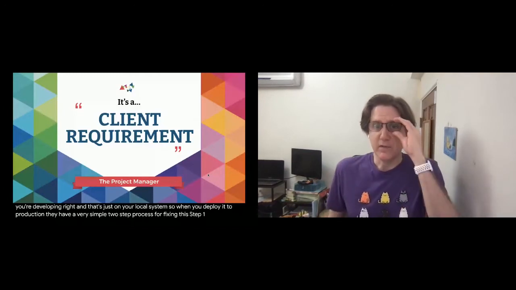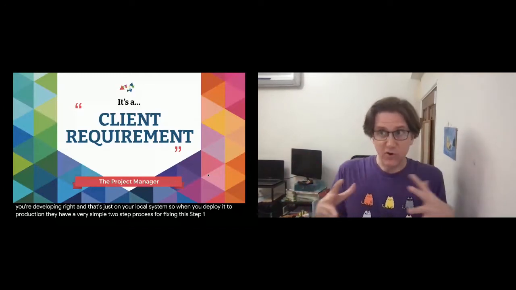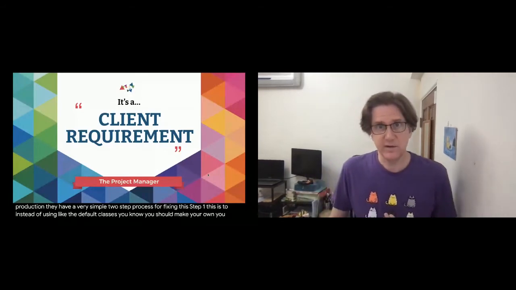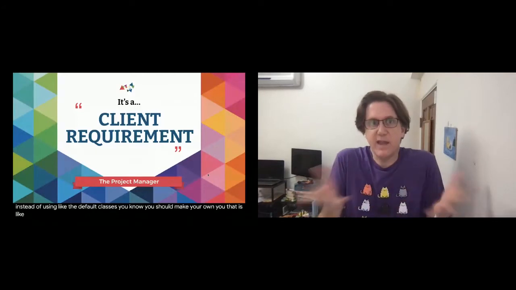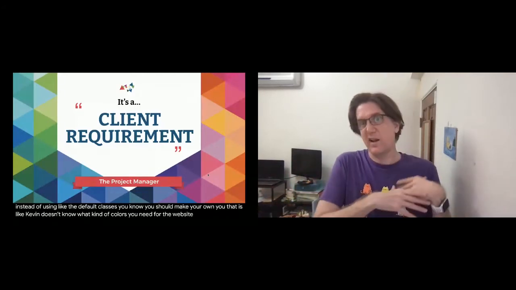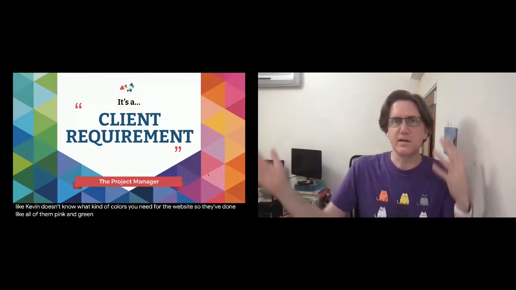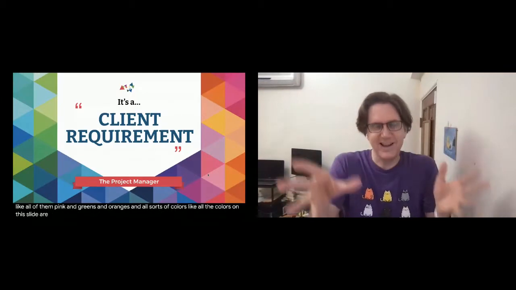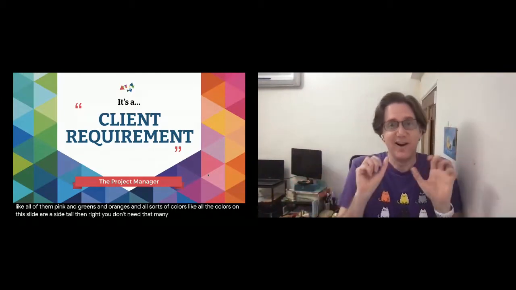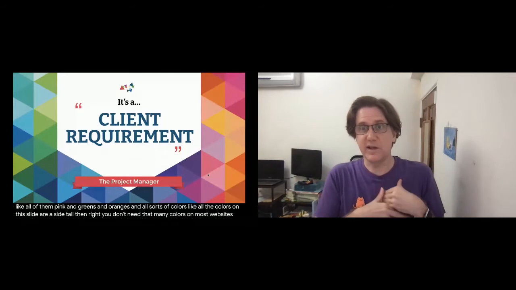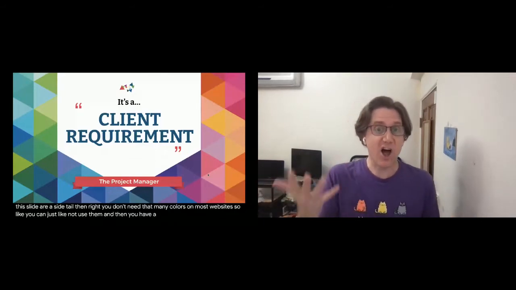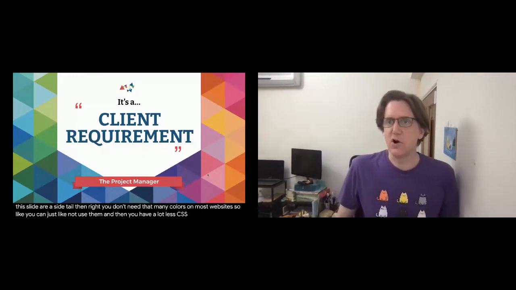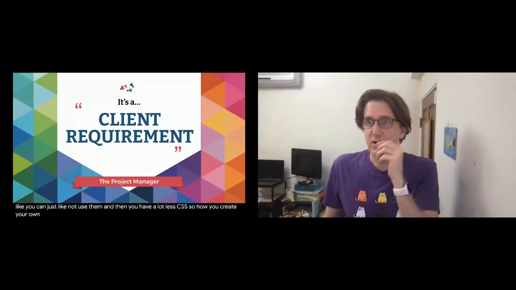Step 1 is, instead of using the default classes, you should make your own utility classes, right? The reason for that is Tailwind doesn't know what kind of colors you need for the website, so they've got all of them, pinks and greens and oranges and all sorts of colors. All the colors on this slide are inside Tailwind, right? You don't need that many colors on most websites. So you can just not use them, and then you'll have a lot less CSS. So how do you create your own utility classes, right?